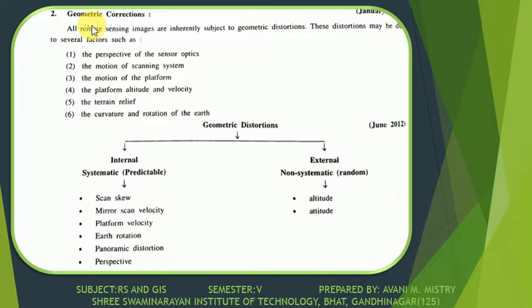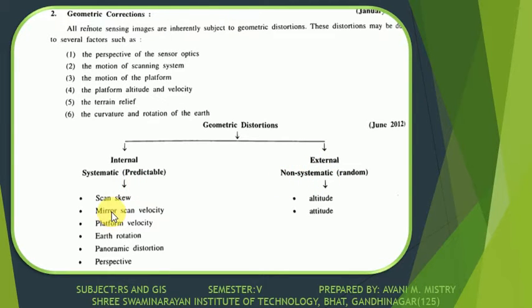Geometric correction, how does it come? All the remote sensing images are inherently subject to geometric distortion. This distortion may be due to several factors such as perspective of the sensor optics, then the motion of the scanning system, motion of the platform altitude and velocity, the terrain relief, then the curvature and rotation of the earth. So geometric distortion, it includes internal systematic and external non-systematic.